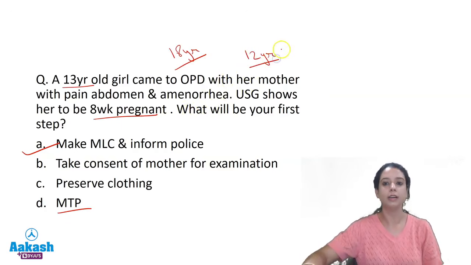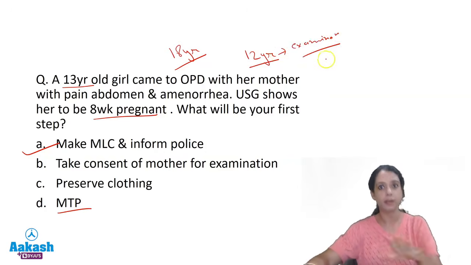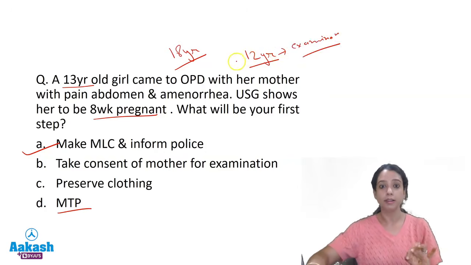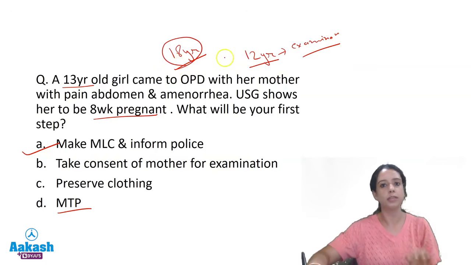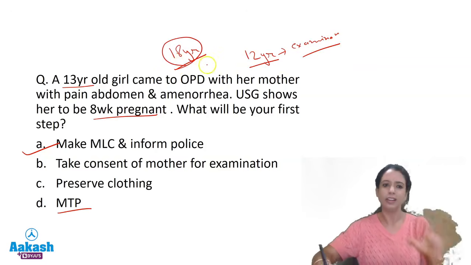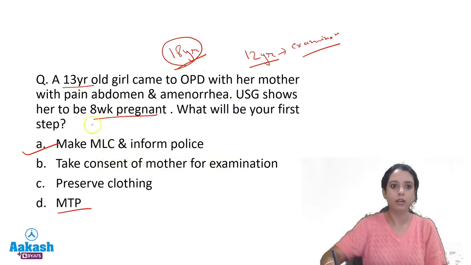A 12-year-old child can give consent for examination. That child can give consent for examination. It is not necessary that the parents give consent. But for treatment, 18 years is the age. A child younger than 18 years cannot give consent for their own treatment. So it is too much information for you.